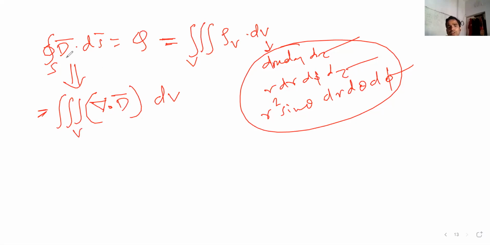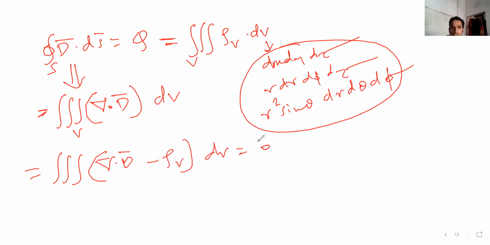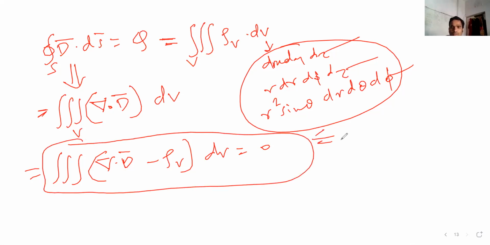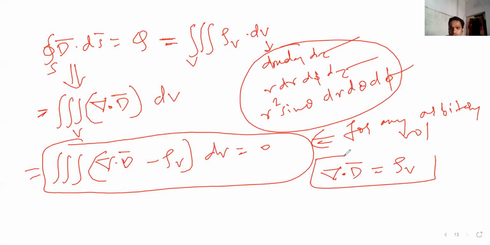This is the volume integral law. So what I get is that this equals this, and these two become equal. So I can write this as the volume integral of (del dot D bar minus rho v) dv equals 0. Now, for any arbitrary volume, if this gets satisfied, what we can say from this is that we will get del dot D bar equals rho v.